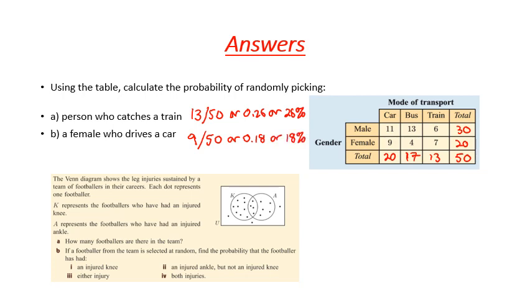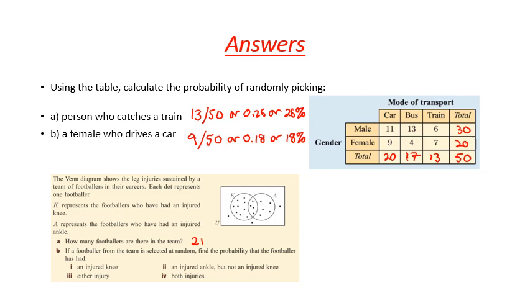Now, next question, the Venn diagram talks about football injuries, where K represents an injury to the knee and A represents an injury to the ankle. Talk about how many footballers are there in the team. We need to count all the dots. 1, 2, 3, 4, 5, 6, 7, 8, 9, 10, 11, 12, 16, 17, 18, 19, 20, 21. So there are 21 players on the team.